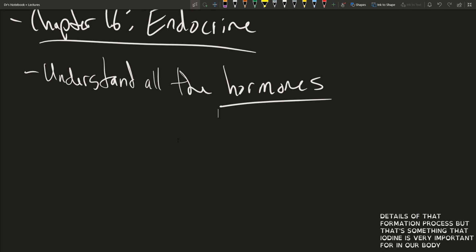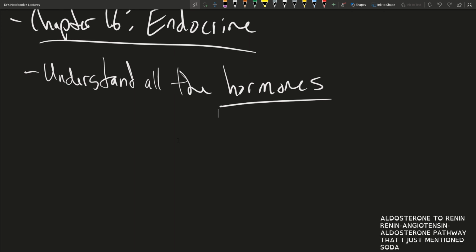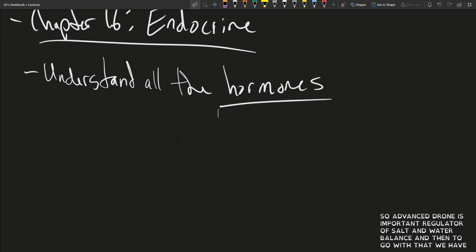Then the hormone leptin is something that suppresses appetite, increases energy expenditure. Melatonin is important in your sleep and wake cycle. Growth hormone, important for development and height, so if you don't produce enough growth hormone, you don't grow as tall. Aldosterone, the renin-angiotensin-aldosterone pathway that I just mentioned. So aldosterone is an important regulator of salt and water balance. And then to go with that, we have antidiuretic hormone, which decreases urinary output and dehydration, and that can also increase blood volume. Another example of a long-term regulator right there.